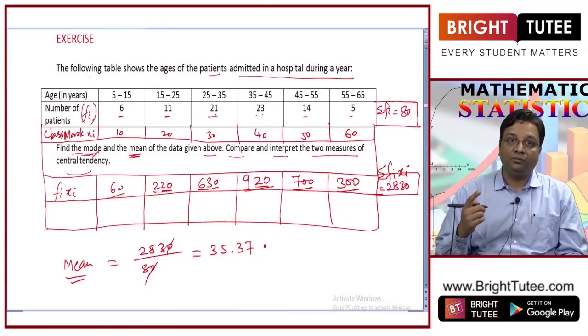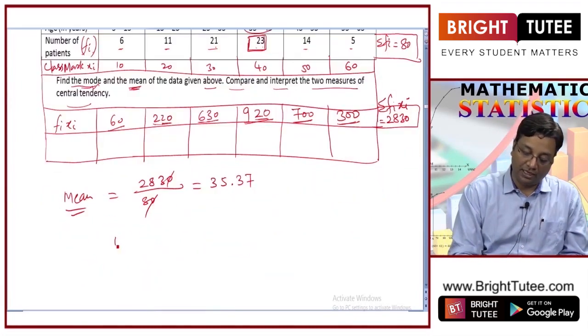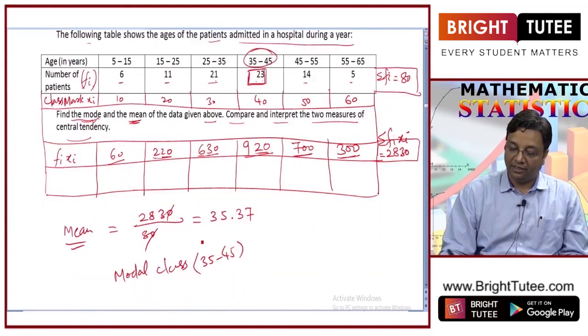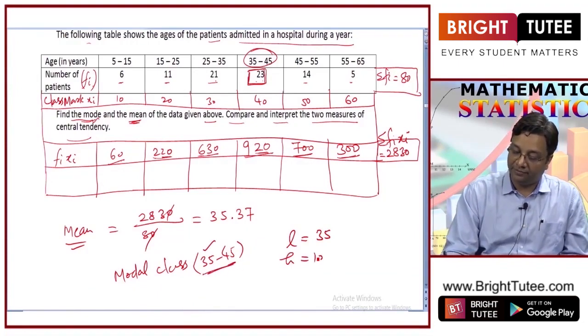Now, let us talk about the mode of this data. So, for the mode, I would require the class with maximum frequency. So, 23 is the maximum frequency here. So, this is my modal class. My modal class is 35 to 45 here, right. Once I know my modal class, I can say that l is equal to 35, right. h, that is the class size, is equal to 10, right.